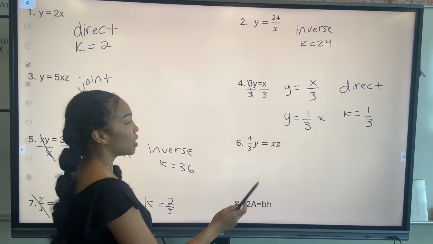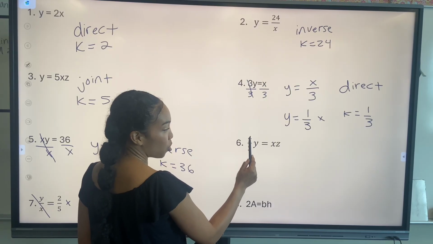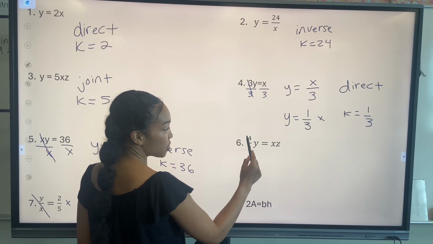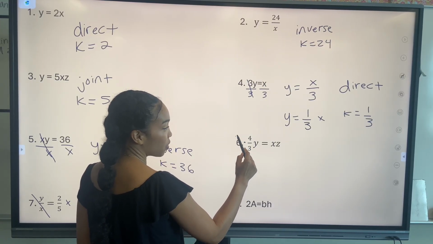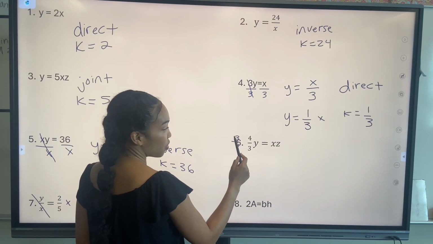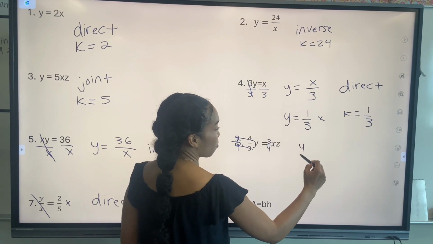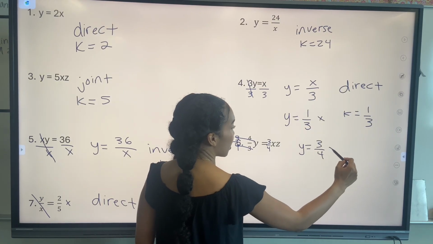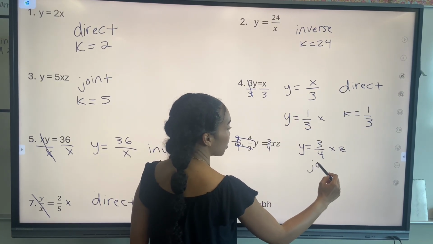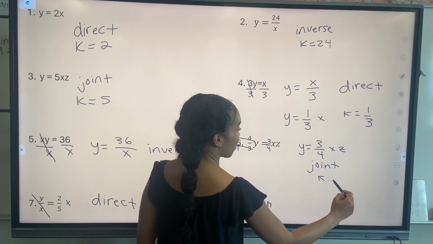For this one, we need to get the y by itself, but there's a 4/3 being multiplied, so the opposite would be to multiply by the reciprocal, 3/4, so that those cancel out. So multiply this side by 3/4. So you have y equals 3/4 xz. This is joint variation, and your k value is 3/4.